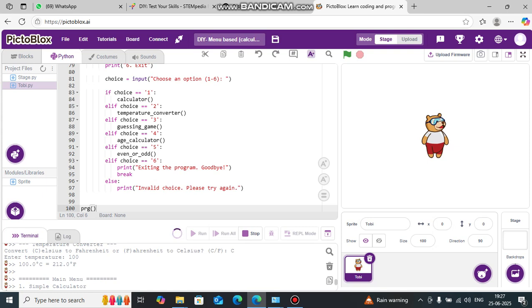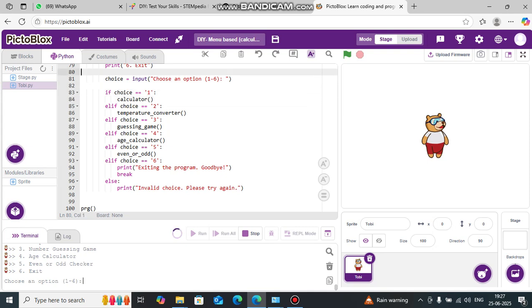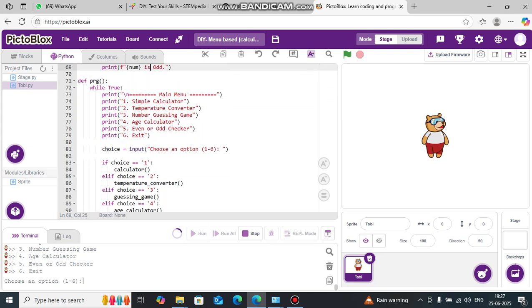The main menu gets repeated automatically because we are using the while loop. Unless and until the user exits the program, the loop will continue.